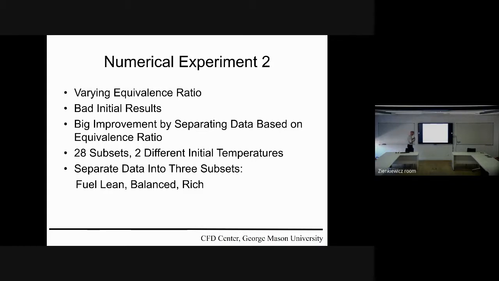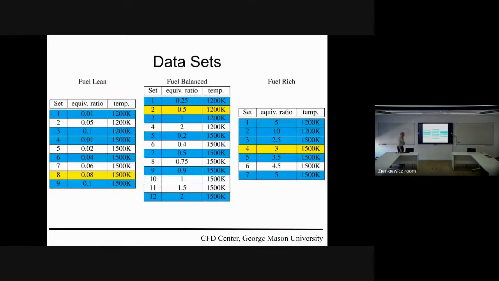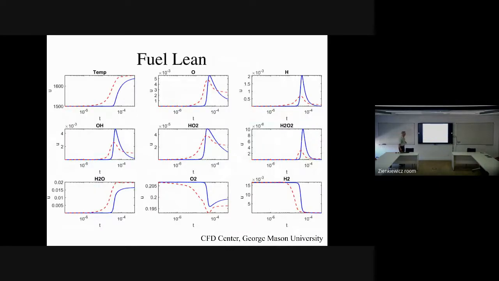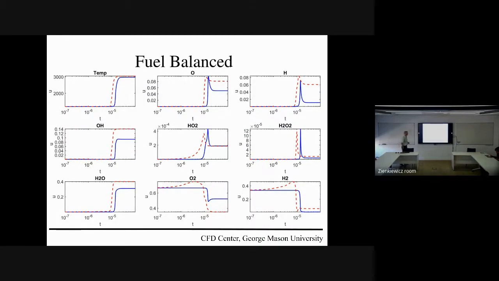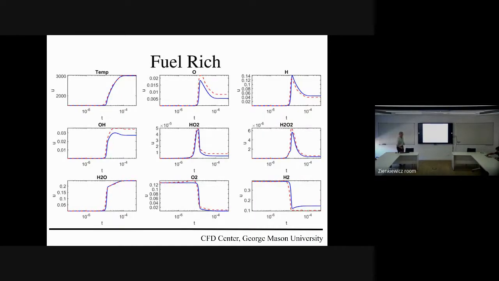Then we had a big improvement when we separated the data based on the equivalence ratio. This is what I said before: if you know your physics, you can separate your training data much better, and then of course you get much better results. These were the subsets, and now you can see here for fuel lean, the results are not so good, but as we go to fuel rich, things improve. At least the final temperatures are not too far off, but of course the ignition times are still behind. And this would be a fuel-rich case, which is much better.